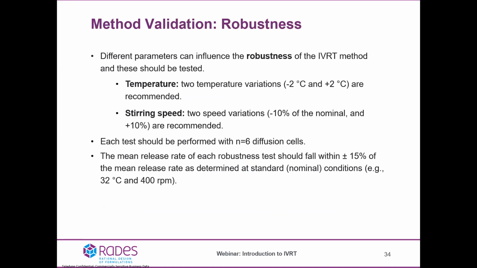To demonstrate that the IVRT experiment is not affected by small variations in the setup, like temperature and stirring rate, the robustness of both parameters should be tested with 6 cells, usually a temperature variation of ±2 degrees and a speed variation of ±10% of the nominal value is chosen. Afterwards, the 4 additional IVRT release rates should be within ±15% of the release rate determined at standard conditions. This is described in the draft guideline also for acyclovir.